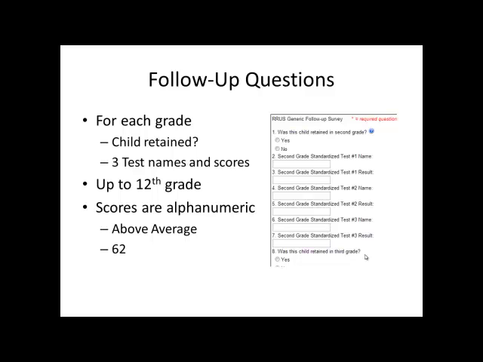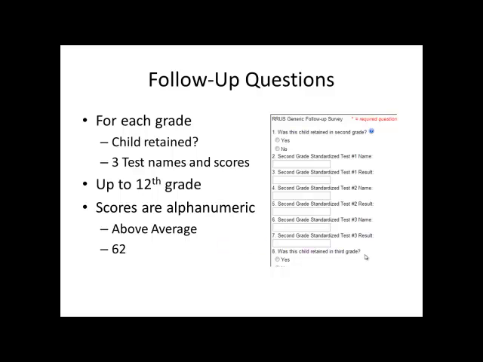So the follow-up data questions are grouped together in grades. For each grade, there are 7 questions. Each set of questions asks whether or not the child was retained in that grade. There are text boxes where you can enter the names of up to 3 standardized tests and their scores. So for example, box number 2, you would enter the name of a standardized test. Box number 3, you would enter the score for that standardized test. Box number 4, you would enter the name of a second standardized test. Box number 5, you would enter the score on that second standardized test. Box number 6, you would enter the name of a third standardized test. And then finally, box 7 could be used to enter the score of the third standardized test.